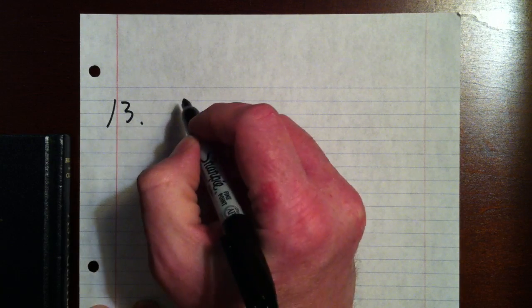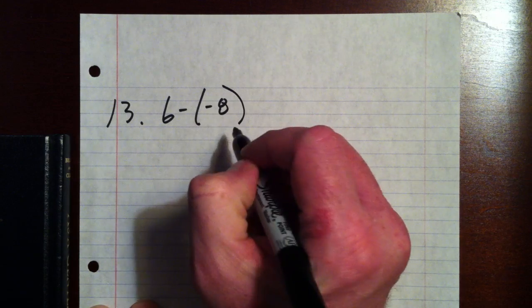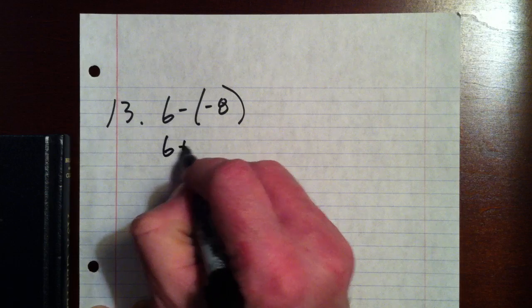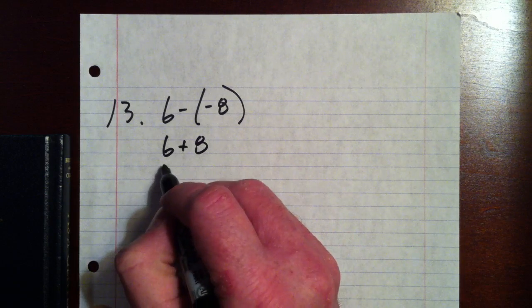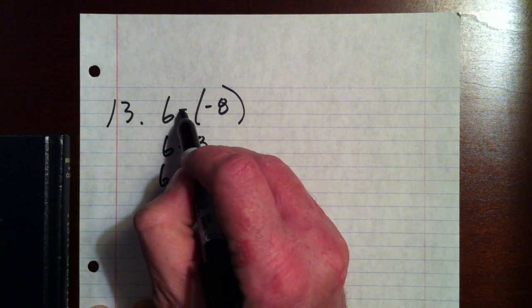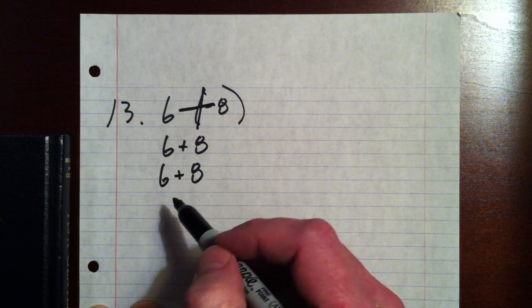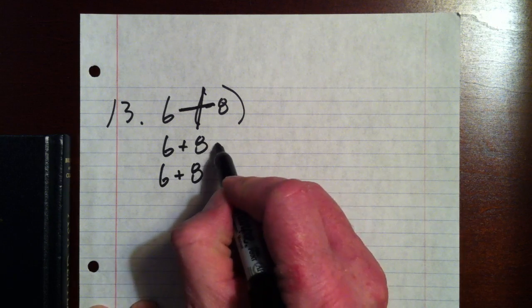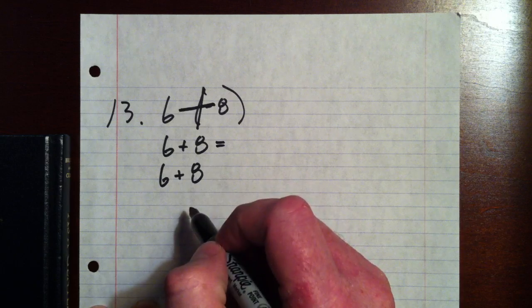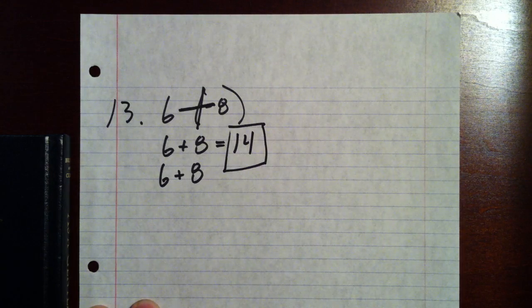Number 13, we have a very similar problem, which is 6 minus negative 8. Well, we can remember that this is 6 plus 8. We can keep, change, and flip. Or we could just combine the two minus signs, and that makes a plus sign. Now, we can apply our song if we'd like, but we've known since the 3rd grade that 6 plus 8 is 14, so we can just finish that up.